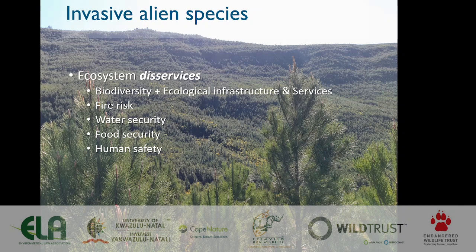Invasive alien species are notorious for the ecosystem disservices they deliver. They negatively impact biodiversity and the ecological infrastructure and ecological services that are underpinned by biodiversity. They increase fire risk and can lead to situations in which fires are impossible to control. They decrease our water security by using up the valuable water in a water-scarce province, and this applies to much of the rest of the country too. They also affect food security because where these invasive alien species are growing, agricultural crops can't compete. And they've even been shown to affect human safety, with criminals using invasive alien species stands in which to conduct their activities.